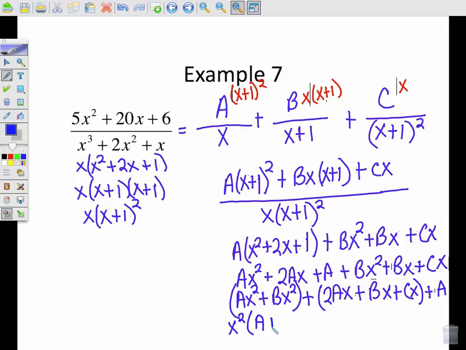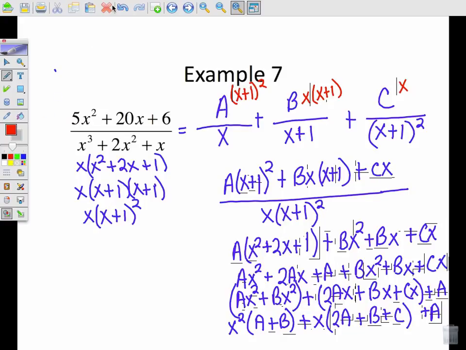All right, factor out my x squared, and I have a plus b. Factor out my x, and I'm going to have 2a plus b plus c, and plus a. All right, now I'm ready to go ahead and write my equations.